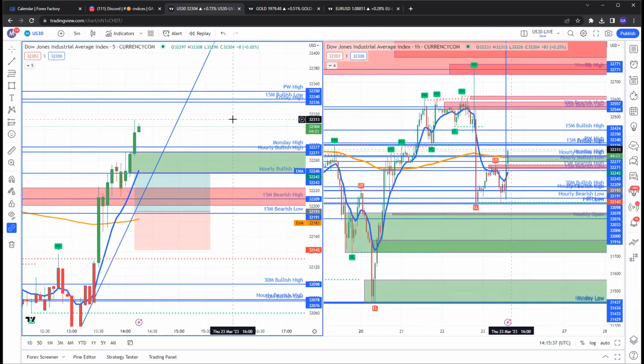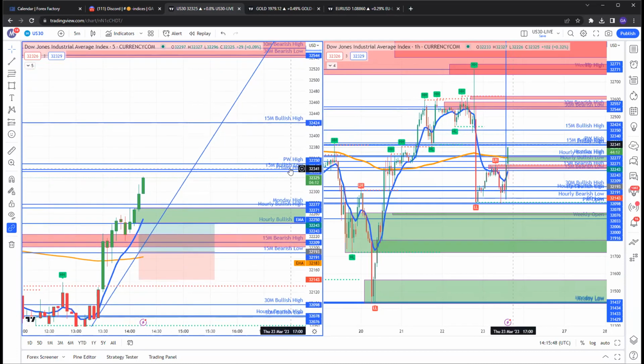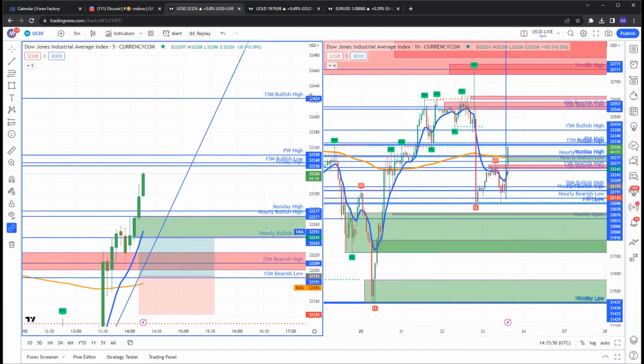So let's see where US 30 is likely to go. The next supply area or potential sell area is all the way here. So right here, we have a 15-minute bullish low that's aligned with the Friday high. So this might be a potential buy, but I don't want to.